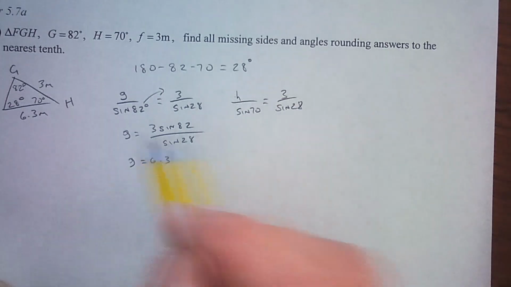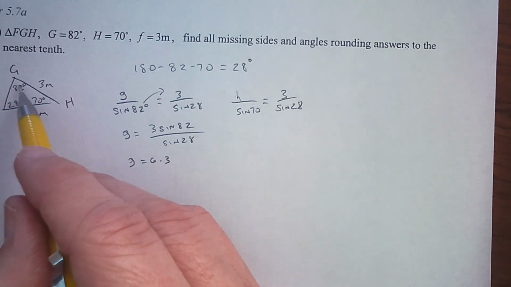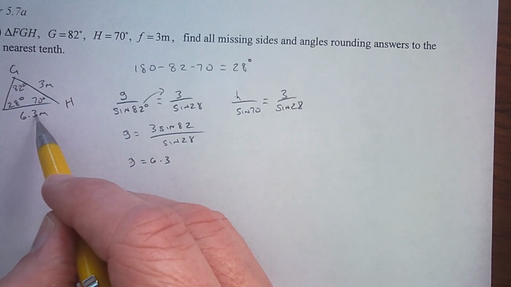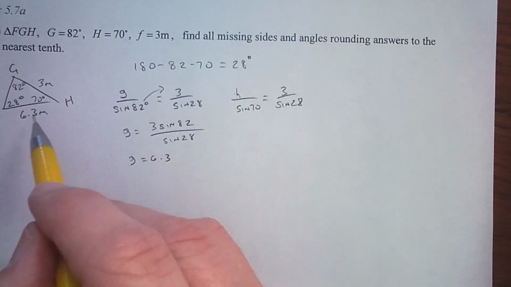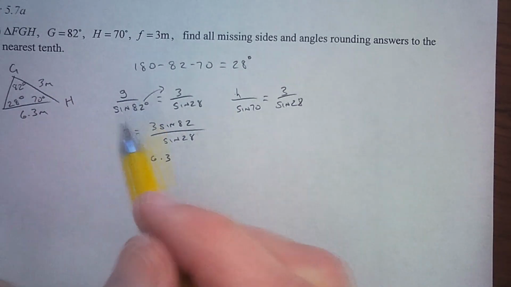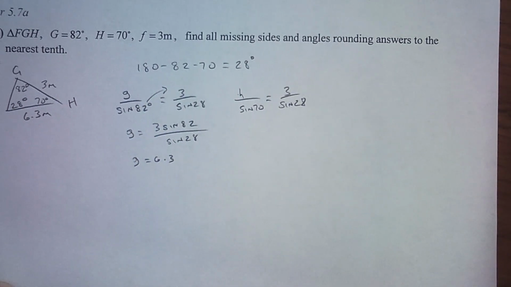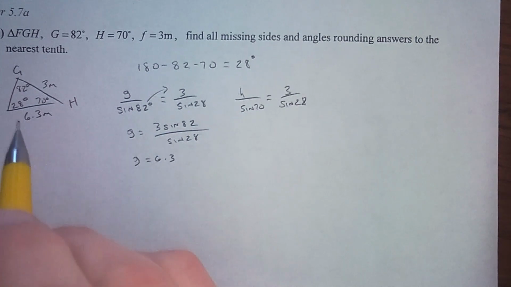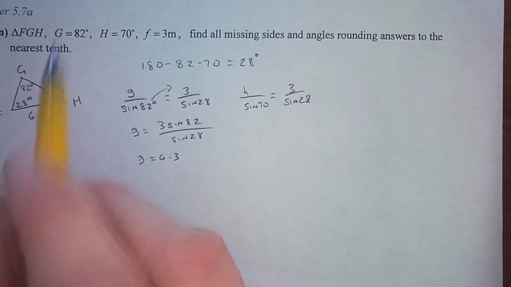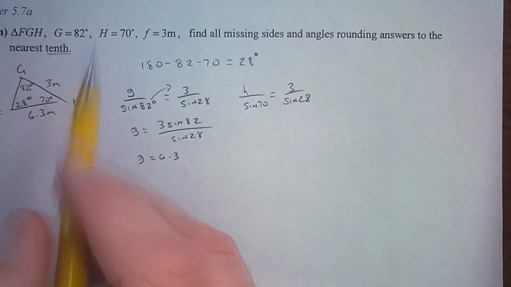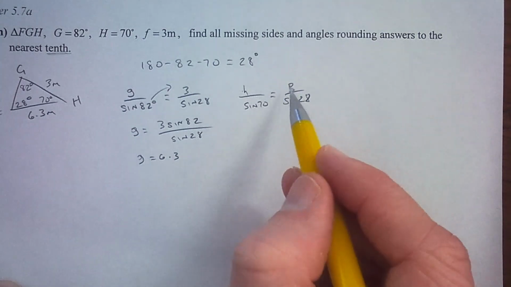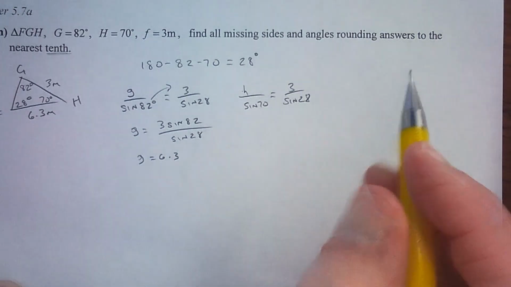Now I could use this 6.3 over sine 82, but this is a rounded number. I would rather not use it unless I absolutely have to, and I don't have to, so I'm not going to. So 3 over sine 28 is good. We can use rounded numbers when we have to, but if we do use rounded numbers, we want to use extra decimal points beyond what we're actually going to solve for. So we're solving for the nearest tenth. I would use a couple extra decimal points here if I was actually going to use that in further calculations.